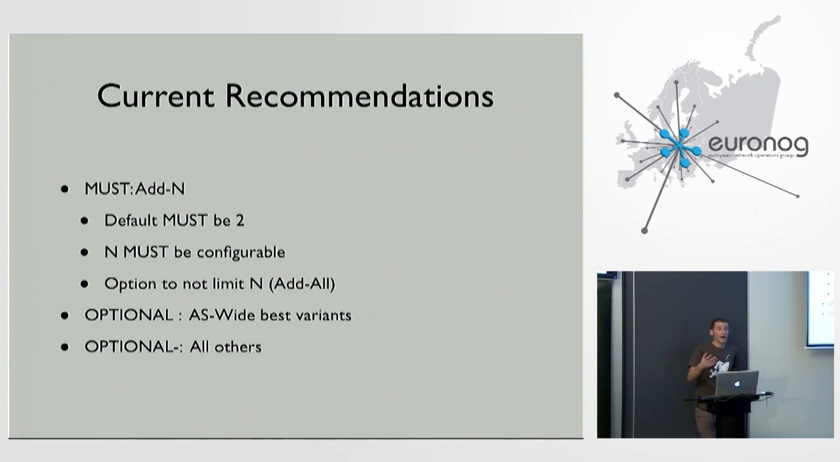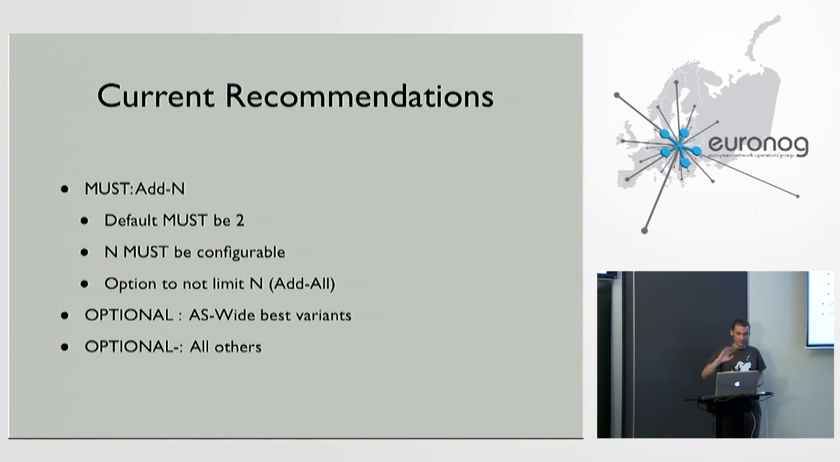Okay? N must be configurable because we know that there are ISPs who want this to load balance among 4, 8, 16 links. So if they want to get there, we recommend this to be configurable, and we leave an option to not limit the number of paths, which amounts to leaving an option to support add all. I'm a bit in disagreement with my co-authors there, but as an optional mode, don't ask me why.